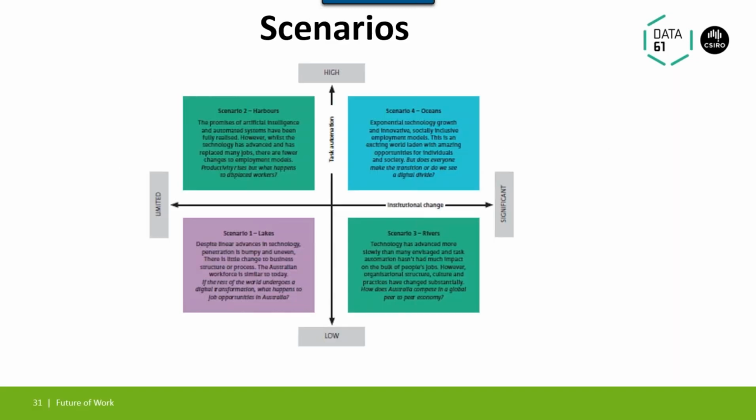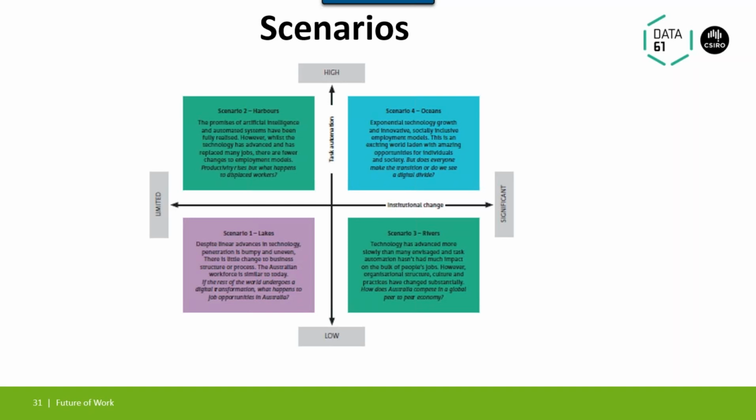So when we map those two major uncertainties, the extent to which task automation is realised and the extent to which institutions for employment change, we can see 4 potential scenarios, which we've labelled harbours, oceans, lakes and rivers. I won't go into detail on all 4 of them, but I will talk about 2 of the most opposite.